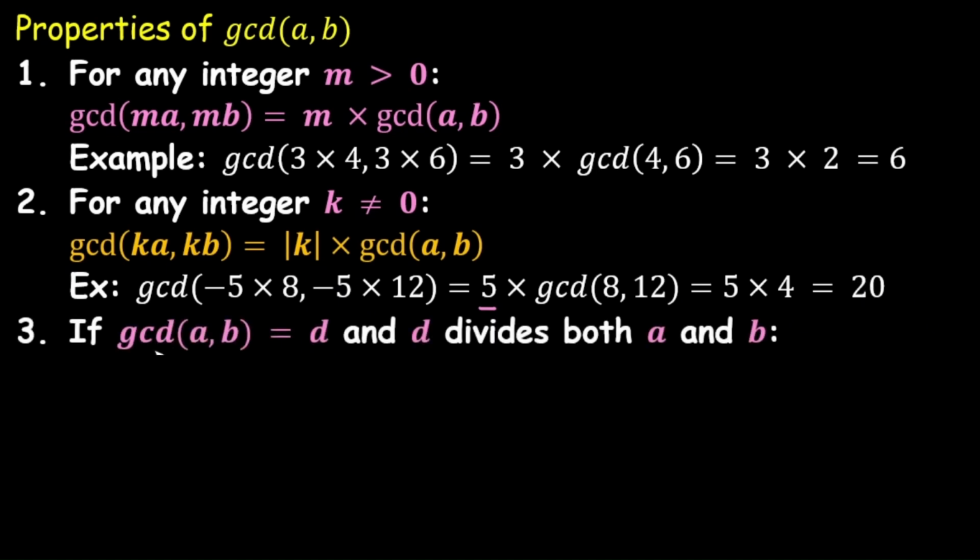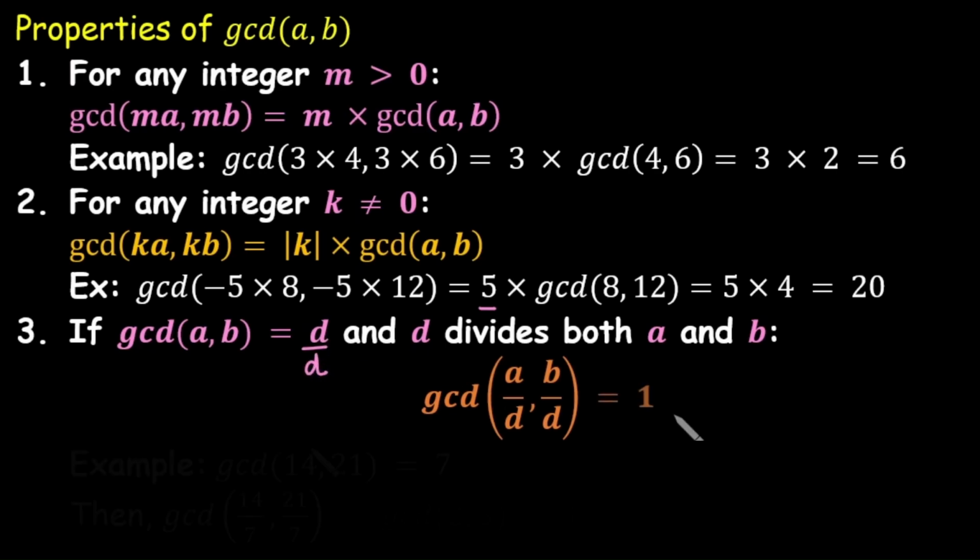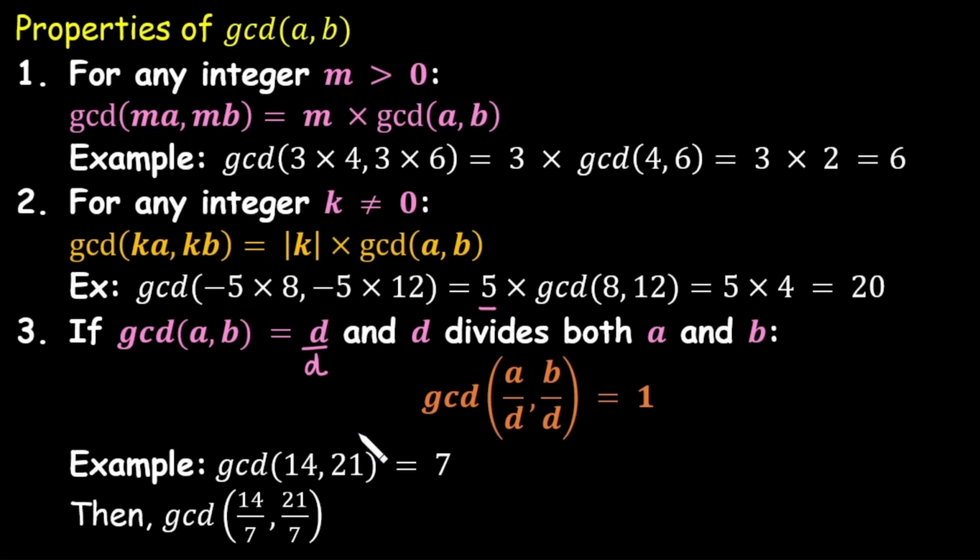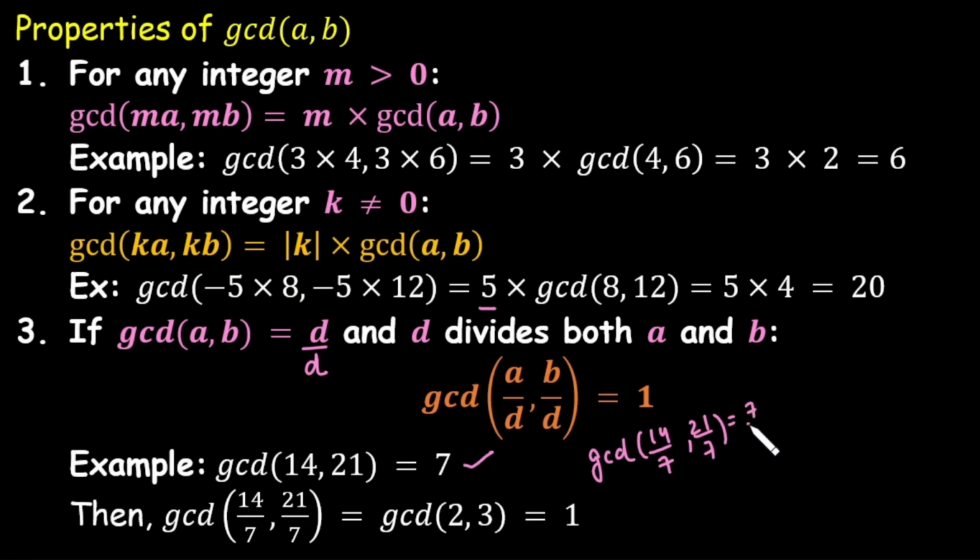Next property we have: if the GCD of two numbers is equal to D, and if we divide both the numbers A and B by the GCD, meaning A by D and B by D, then obviously we are going to divide these numbers by the GCD, and D by D is 1. For example, GCD of 14 and 21 is 7. Now divide this number by 7, divide this number by 7. What we have? 14 by 7, that is 2. 21 by 7, 3. Now what is the GCD of 2 and 3? That is always 1. Basically we are dividing 7 on both sides. So GCD of 14 by 7 and 21 by 7 is equal to 7 by 7, and that is always equal to 1.